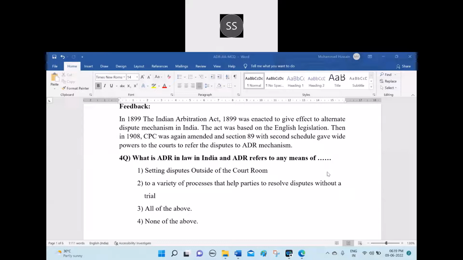Answer? Sir, one. No. All of the above, sir. All of the above is the right answer for the fourth question. Because it is setting disputes outside the courtroom. Yes, it is true. It is a variety of processes that help the parties resolve the dispute without a trial. Yes, it is true. No trial would be there. And that's why you can say all of the above. Then the last option, none of the above.